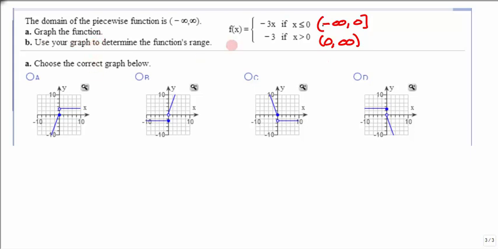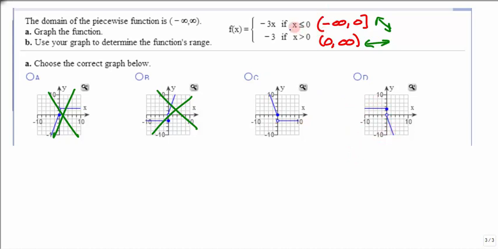Now it says to graph the function. Well, first of all, this piece, f of x equals negative 3x, that's basically a line with negative slope. Now f of x equals negative 3 is basically a line that's a constant. So I'm looking for a constant and a line with a negative slope. So if we look at this graph, it can't be right because this is a positive sloping line, and I do have a constant, but the positive sloping line, I throw that out. Over here, I have a constant and then a positive sloping line, so that can't be it. And over here, I have a negative sloping line and then constant, constant, and then a negative sloping line. So it could be C or D.